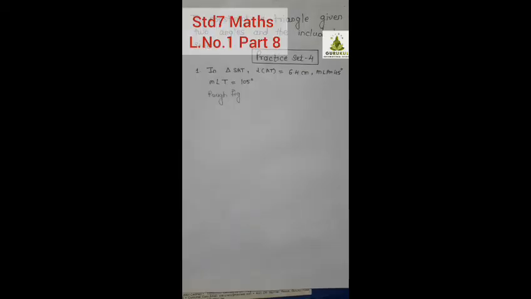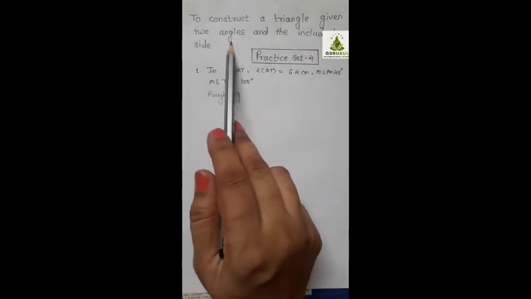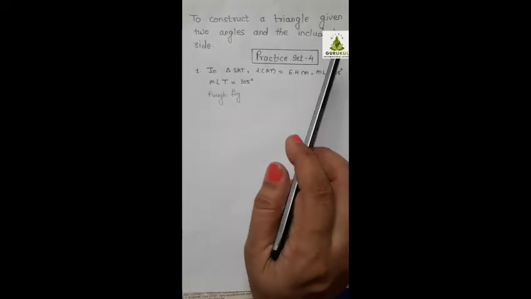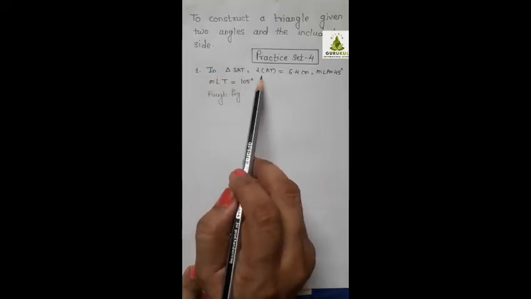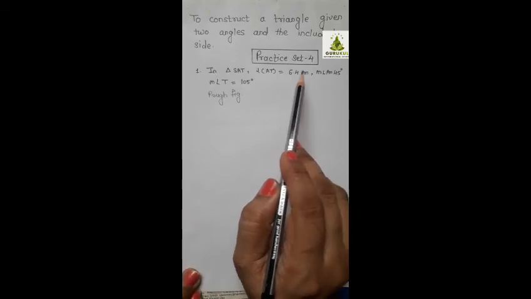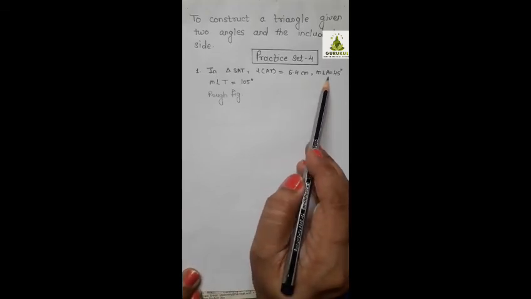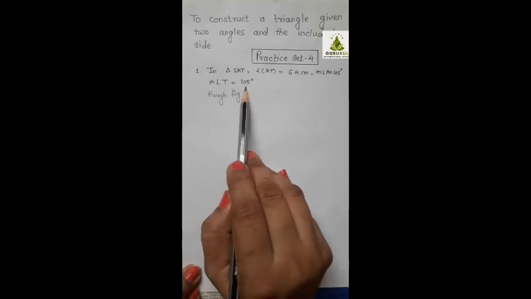Good morning students. Now in practice set 4, we are going to learn to construct a triangle given two angles and the included side. In the question they have given: in triangle SAT, length AT is equal to 6.4 centimeters, angle A is equal to 45 degrees, angle T is equal to 105 degrees.